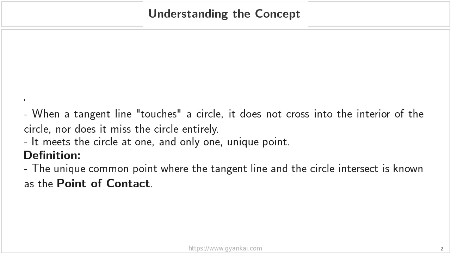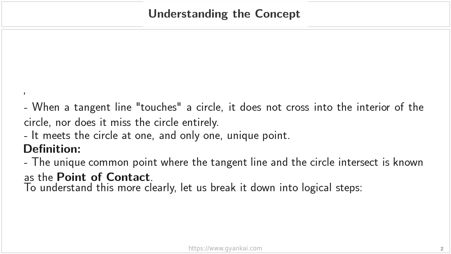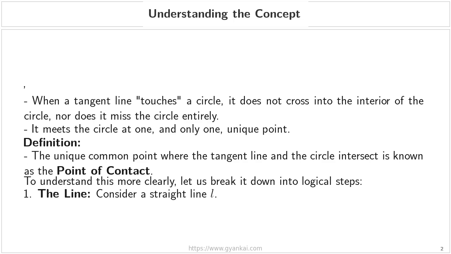Because this specific intersection is so important, we have a formal definition for it. The unique common point where the tangent line and the circle intersect is officially known as the point of contact. To make sure this concept is crystal clear, before we move on to our real-world example, let's break it down into 4 logical steps. First, we start with the line.